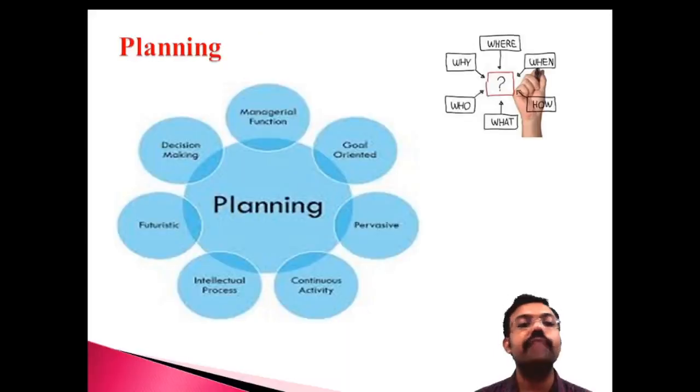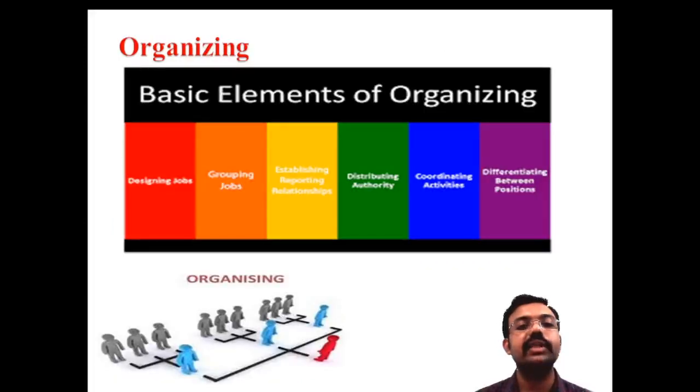Let's discuss two important functions. One is planning, deciding in advance what should be done in future. That is known as planning. The second one is organizing. Organizing means bringing together all the activities in an organization: designing jobs, grouping of jobs, establishing rapport, distributing authority, coordinating the activity, and differentiation between the functions. These are part of organizing.